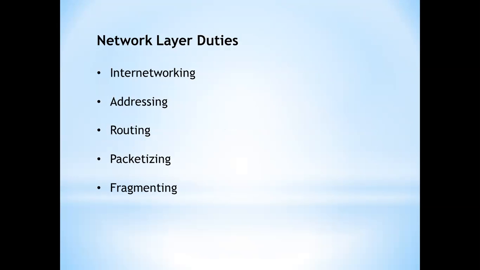Second is addressing. Addressing is necessary to identify each device on the internet uniquely. This is similar to the telephone system. The address used in the network layer should be able to uniquely define the connection of the computer to the internet universally.